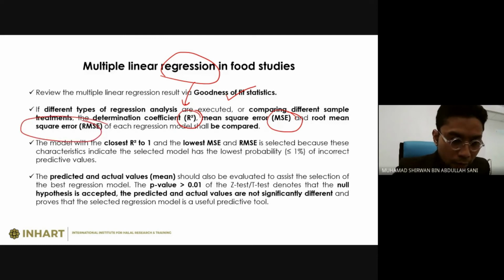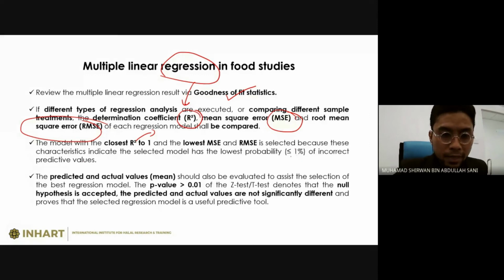For R square, the closest R square to 1 is considered good or acceptable and better, okay? And the lowest MSE and RMSE is also considered a good regression model, multiple linear regression model. So R square should be high, MSE and RMSE should be lower, because this characteristic indicates that the selected model has the lowest probability of incorrect predictive values.